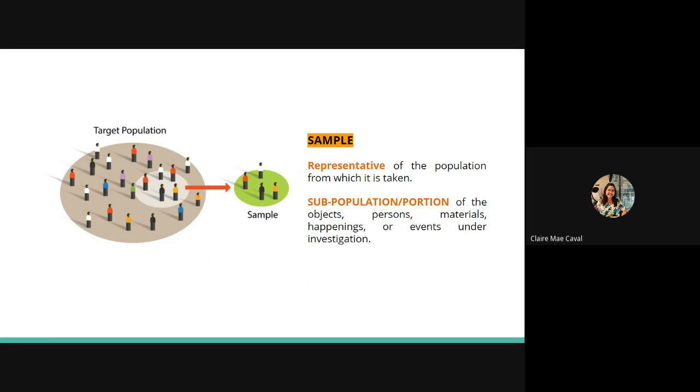Okay? Another example, total of COVID-19 cases in the Philippines. So that is the population. And then you have total of COVID-19 cases in Cebu. So one of the places in the Philippines, we only have Cebu, for example, taken as the sample out of the whole population of the Philippines. So that is an example of the difference between population and sample.